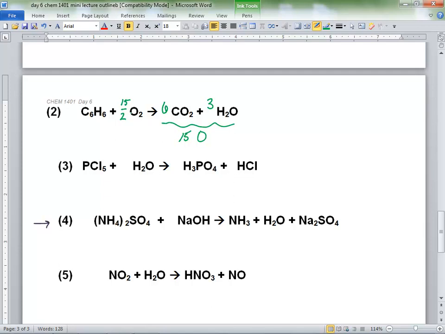So how do you fix this? Multiply the whole thing through by what? Because it's balanced right now. It's done. You could quit, except you can get a point off. Multiply everything through by 2. So you'd have 2, 15, 12, and 6. That would be your final answer.